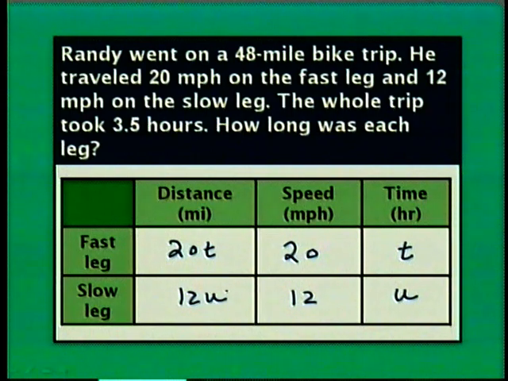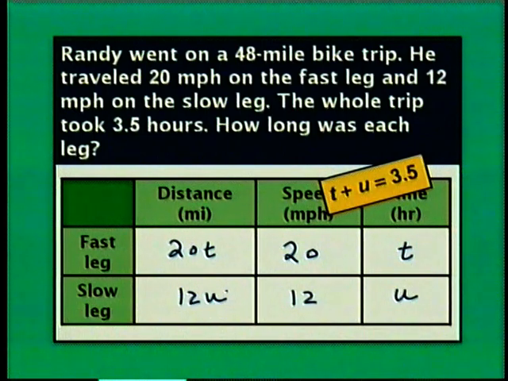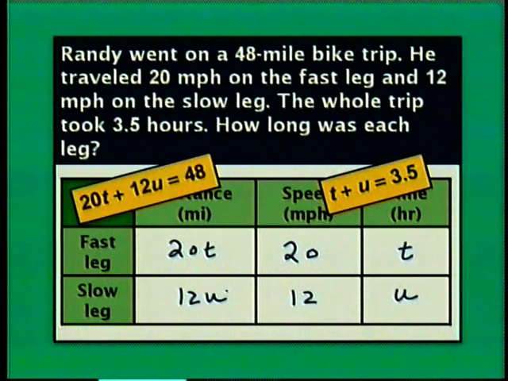But there's a bunch of information I haven't used yet. I haven't used the fact that he went on a 48-mile bike trip, nor have I used the fact that the whole trip took 3.5 hours. But I can use that now. For example, if I add up the two times, that should be 3.5 hours. And if I add up the two distances, the distance of each leg, that should be 48 miles. Looks like I have a system of equations and I'm ready to solve it.